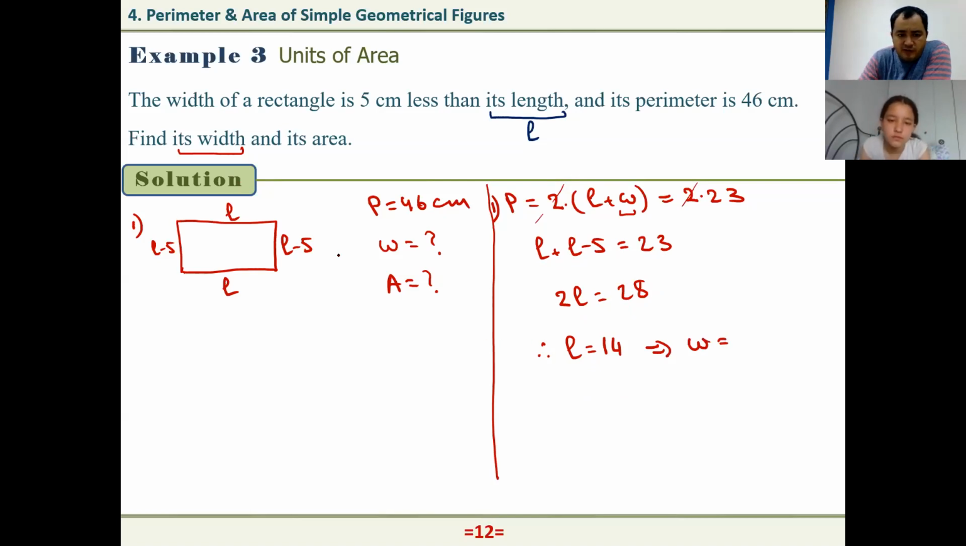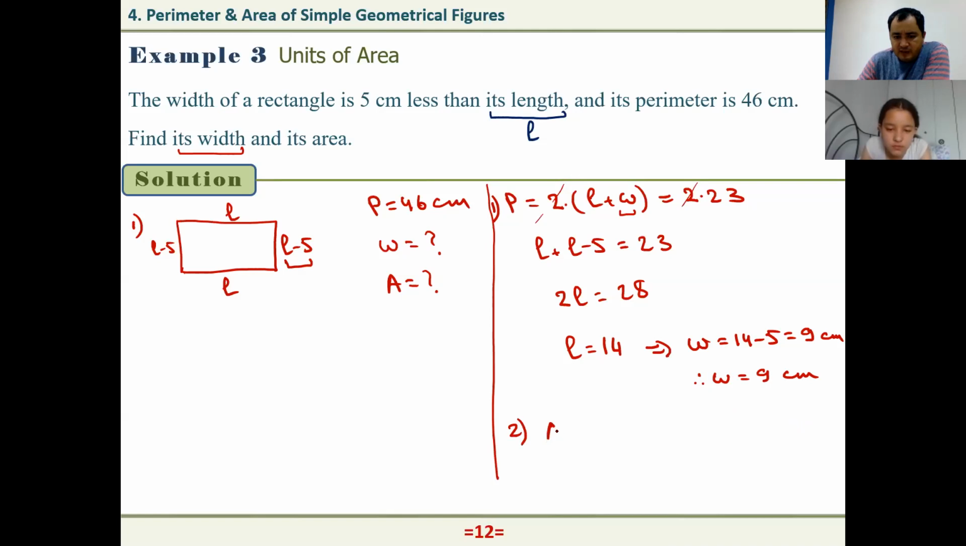What is the width? Width is L minus 5. So that's equal to 14 minus 5. That's equal to 9 centimeters. So the width or breadth of the rectangle is 9 centimeters, right? So I know the length, I know the breadth, so we can get the area now.